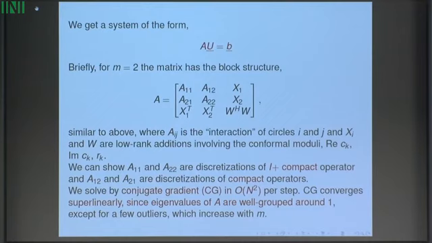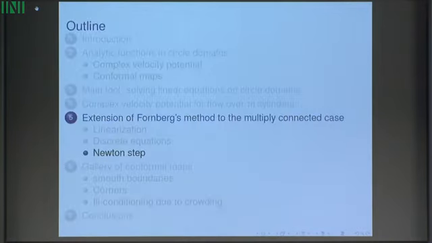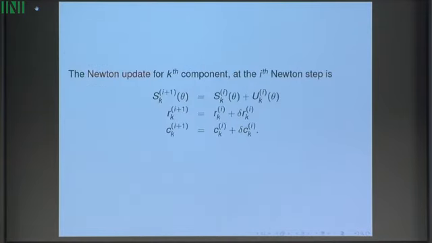All right, so all that goes through. Conjugate gradient works pretty well there. Okay, and then you do the Newton update.